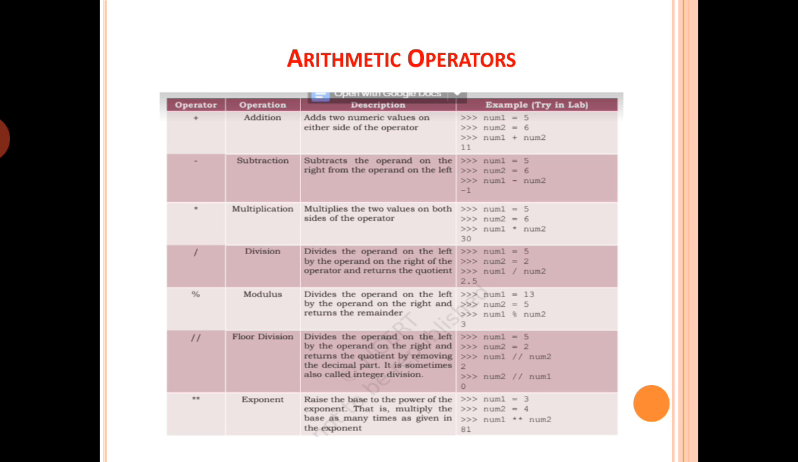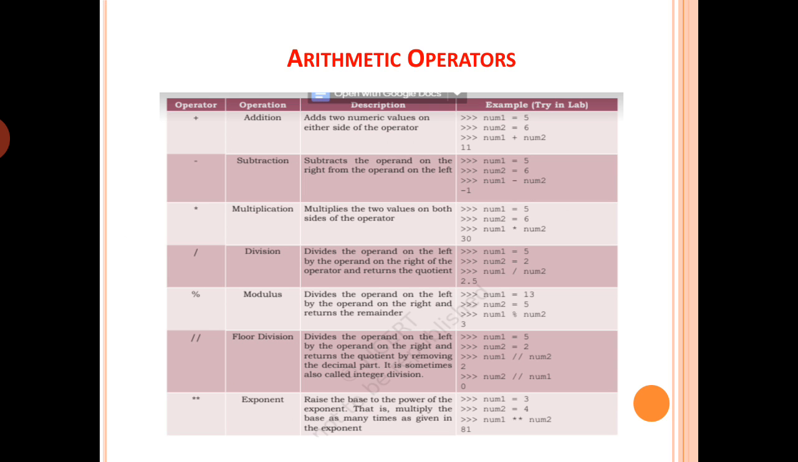Modulus divides the operand on the left by the operand on the right and returns the remainder. So, beta, what is the difference between division and modulus? Division returns the quotient but modulus returns the remainder. Now I will explain it with the help of an example. Num1 is the variable in which 13 is stored. Num2 is a variable in which 5 is stored. So num1 modulus num2, what will it do? It will divide the value of num1 by num2 and whatever the remainder is, the remainder will be displayed on the screen.